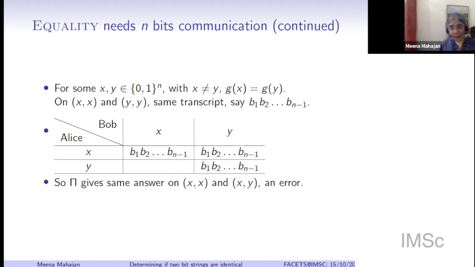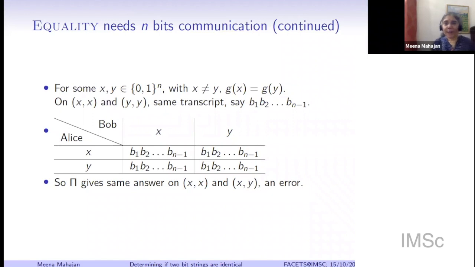So we did not use any information about what Pi was doing, how it was sending it. All we are saying is that if Pi is a valid protocol specifying exactly who speaks what when, and if it follows those rules, then these transcripts must match up, and therefore Pi cannot be solving the equality problem at all. It must be making errors on some inputs.